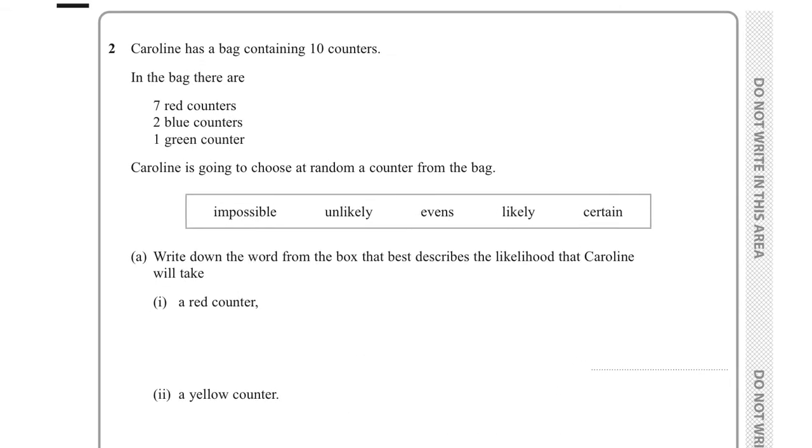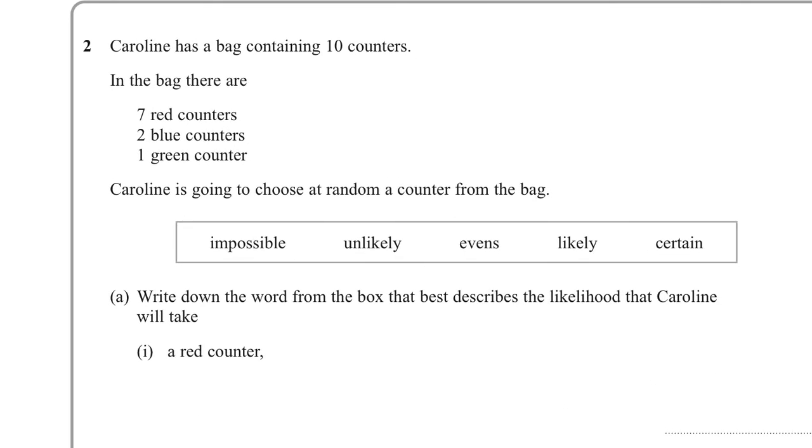Question 2. Caroline has a bag of 10 counters. So in the bag there are 7 red counters, 2 blue counters, 1 green counter. Caroline is going to choose a random counter from the bag. Write down the word from the box that best describes the likelihood that she'll take a red one.